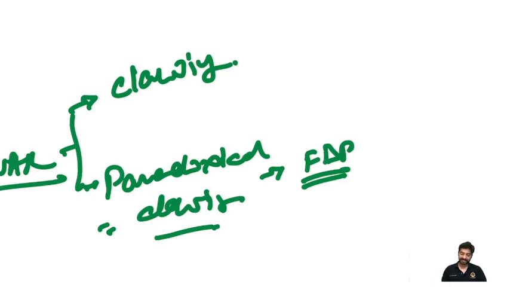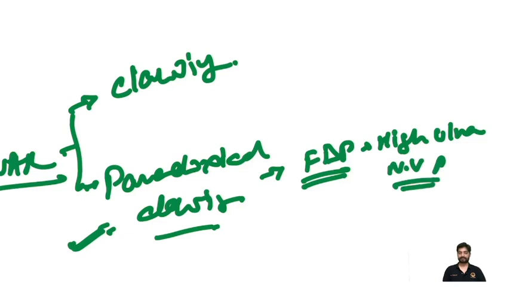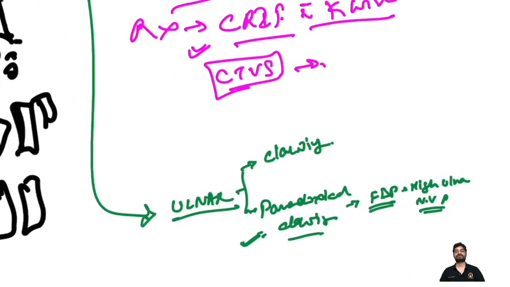Okay, so that's why it's called paradoxical clawing, and it's seen in high ulnar nerve palsy. Okay, so that's why it's called paradoxical clawing.